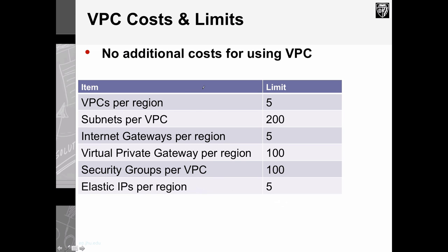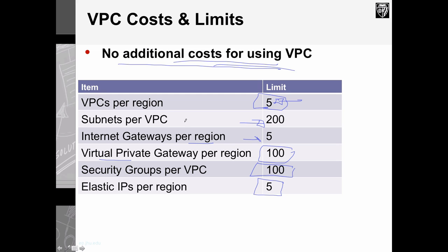There is no additional cost for using VPC. There are certain limits though that Amazon imposes on us. By default, we can create 5 VPCs per region. You can create 200 subnets per VPC. You're allowed to create 5 internet gateways per region. You're allowed to create 100 virtual private gateways per region, and 100 security groups per VPC, and you're allowed to have 5 elastic IPs per region.